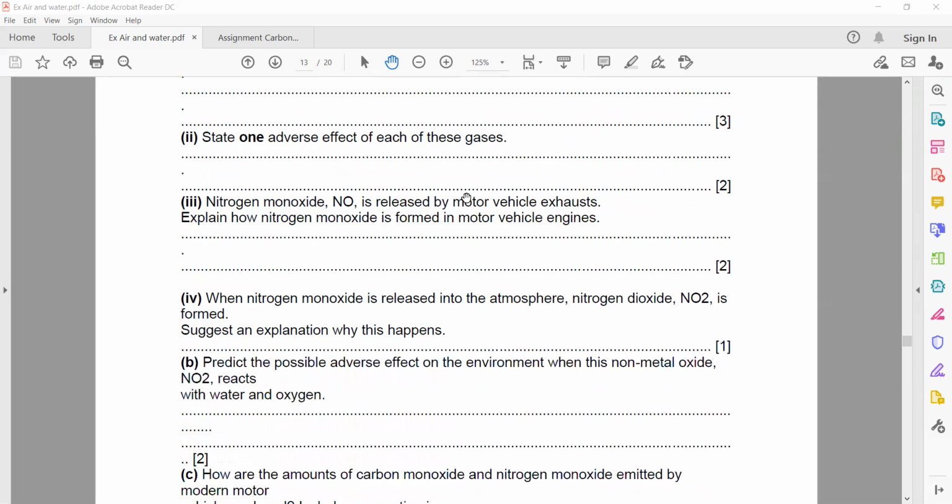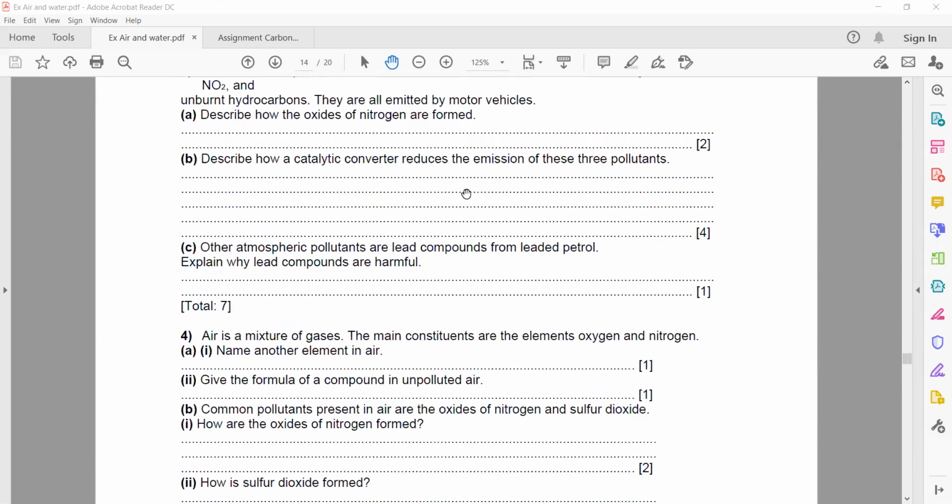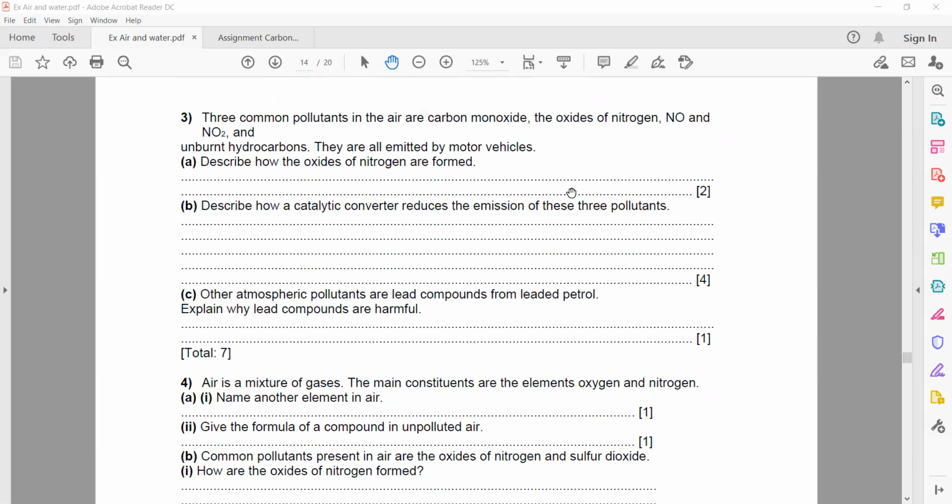Then question three. So question three, part C, the doubt: other atmospheric pollutants are lead compounds from leaded petrol. Why are the lead compounds harmful? Because these lead compounds, what can they cause?